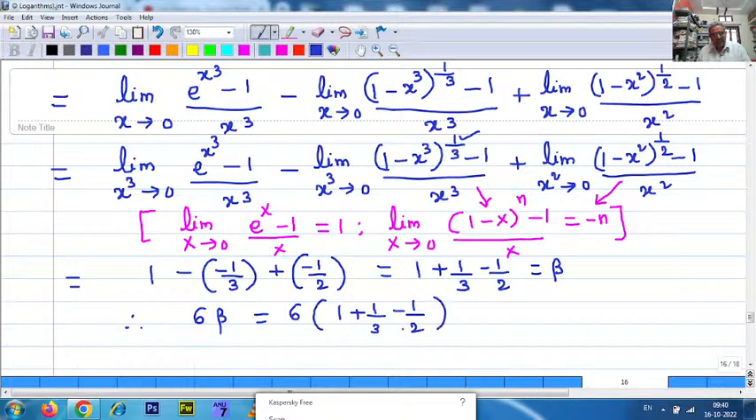So multiply each of the terms or open the bracket. 6 into 1, 6. So now plus 6 into 1 by 3, 2, and minus 6 into 1 by 2, that will be 3. 6 plus 2, 8, 8 minus 3 equals 5. So this is the required limit. I hope it's very clear. The problem has been solved.